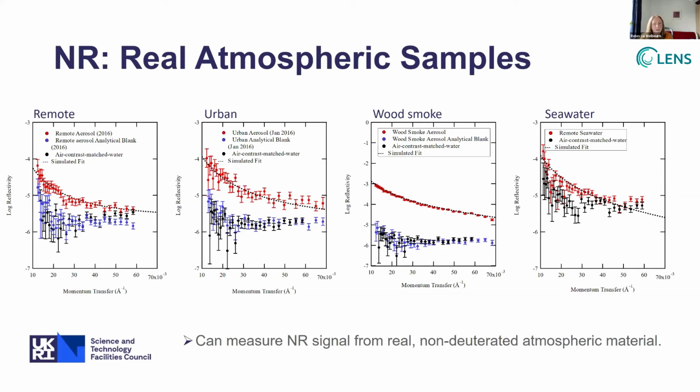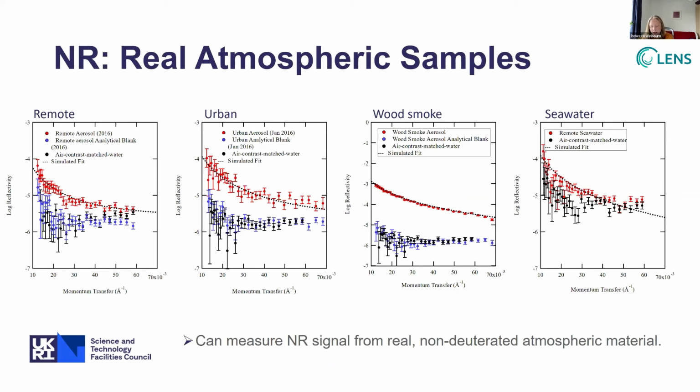Now, compared to the NR curves you saw in the last talk, these are very boring because we're only looking at the signal from the atmospheric material, but actually this is incredibly exciting because what we've been able to see is signal from real non-deuterated atmospheric material at this surface.